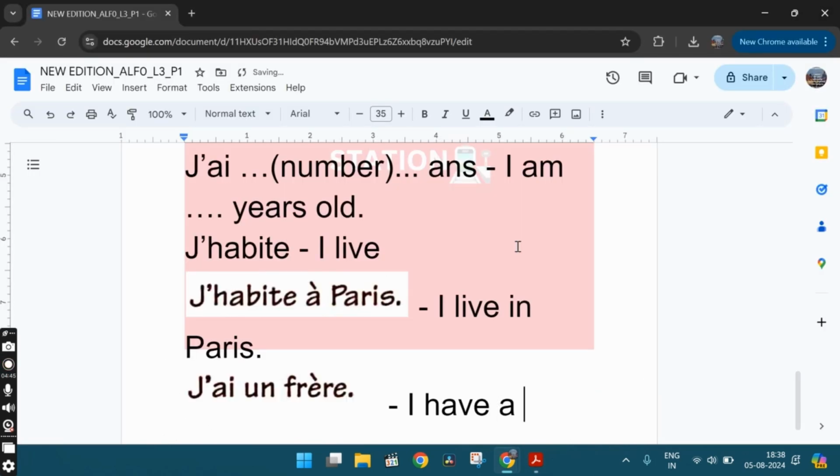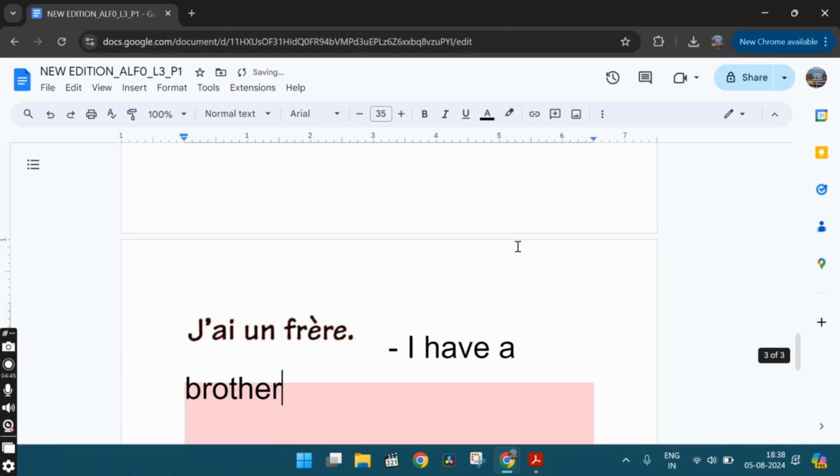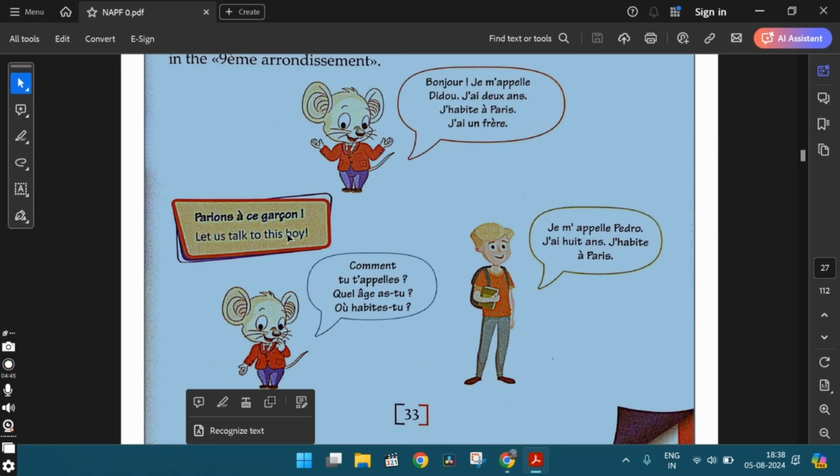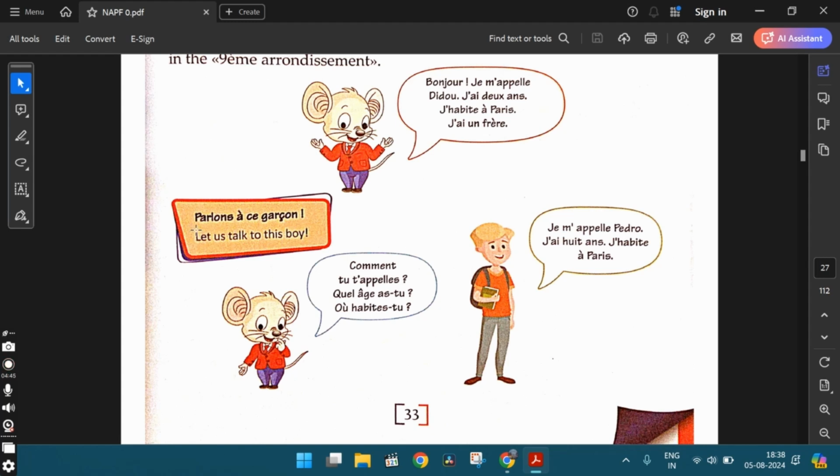And j'ai means I have. Let's move ahead. Parlons à ce garçon. Let us talk to this boy. So Didu asks this boy, comment tu t'appelles? What is your name? We learned in the previous chapter that it means what is your name, informal.